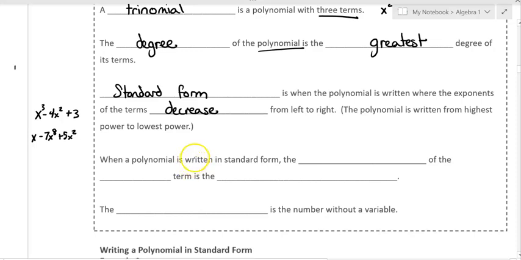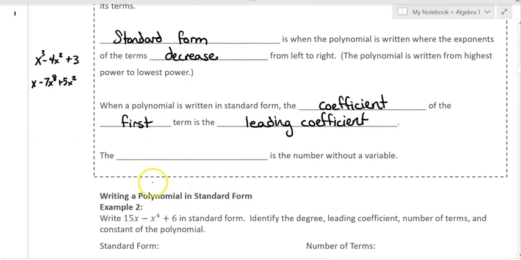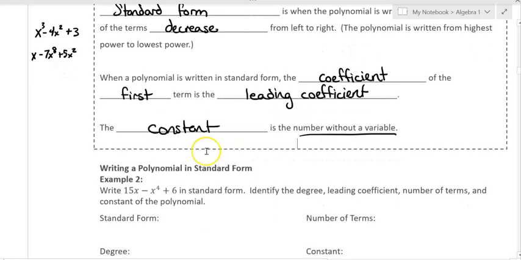You don't have to write that down. When a polynomial is written in standard form, the coefficient, remember a coefficient is the number in front of the variable, so the coefficient of the first term, the one with the highest power, is specifically called the leading coefficient. Okay, and the constant is the number without a variable. So it doesn't have a variable, that means it doesn't change. So that's why it's the constant.